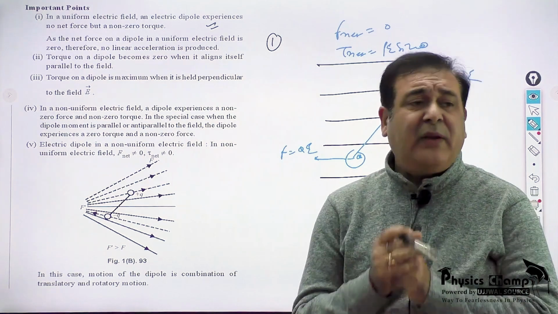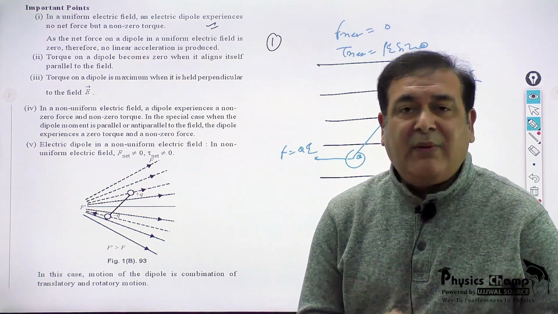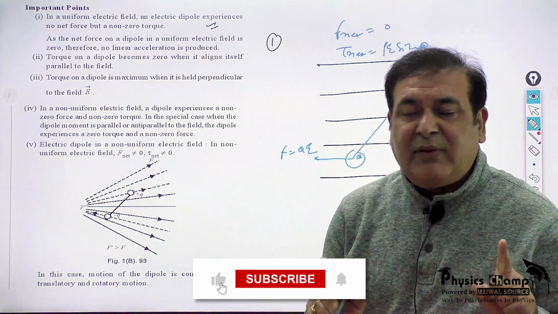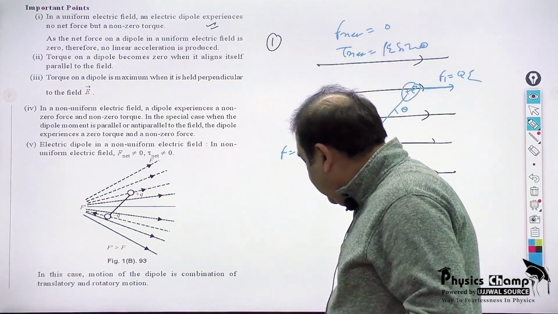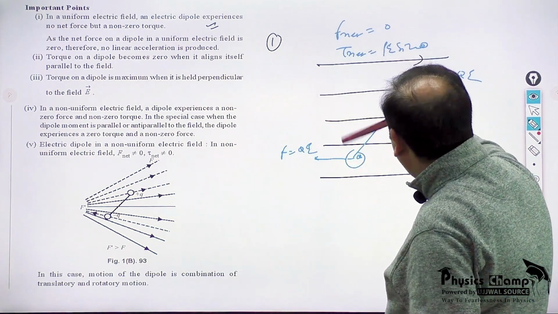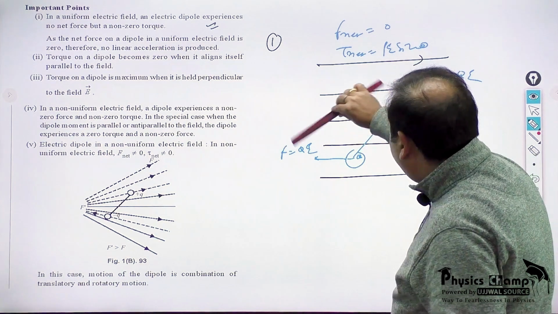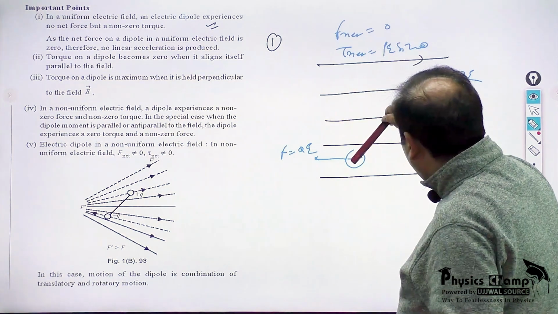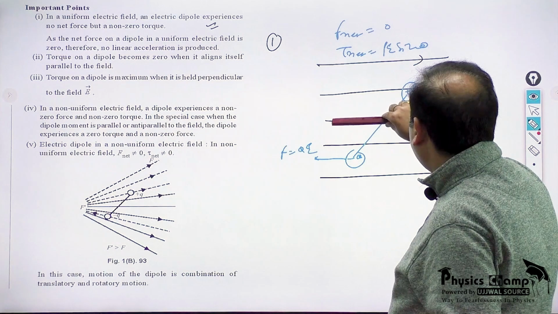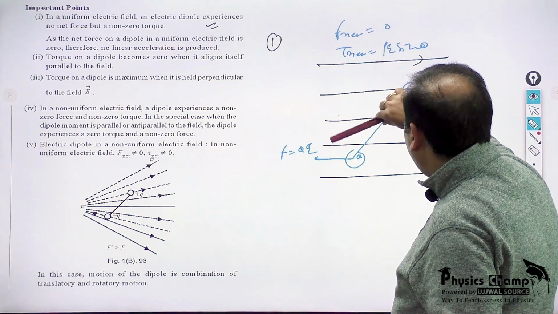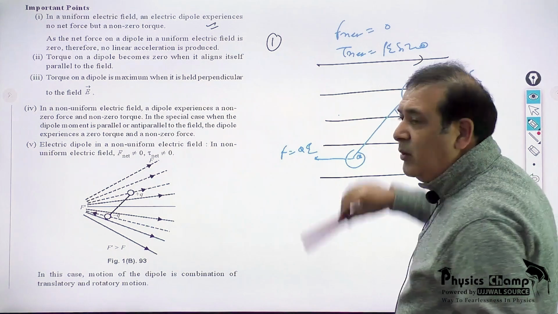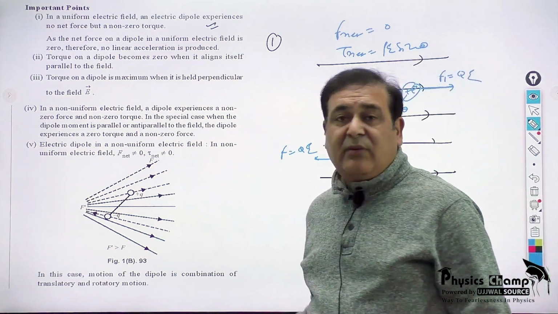So in a uniform electric field, a dipole will experience no net force but will just experience a net torque, and because of that it will not do any translational motion. It will not move forward or backward. It will just remain there, no translational motion, just a rotational motion. So the dipole will just stay there and will do rotational motion and no translational motion in case of a uniform electric field.